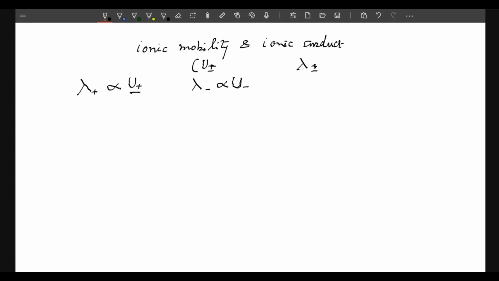This is for one ion moving at this speed. Equivalent conductance, if you are asked to calculate, is equal to the Faraday. One equivalent is nothing but 1 Faraday at infinite dilution. Therefore, lambda minus equivalent, if only one F is present, is F U minus.